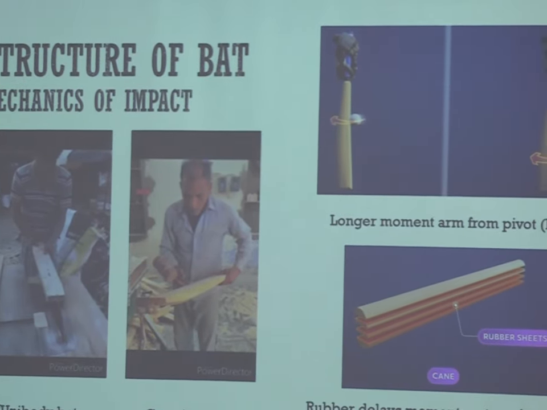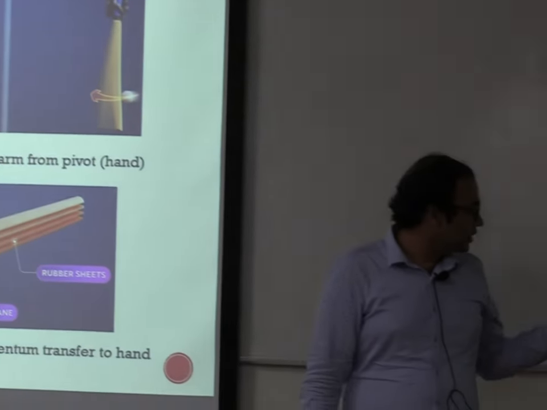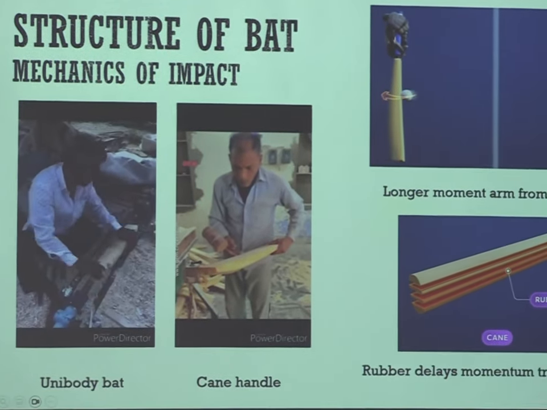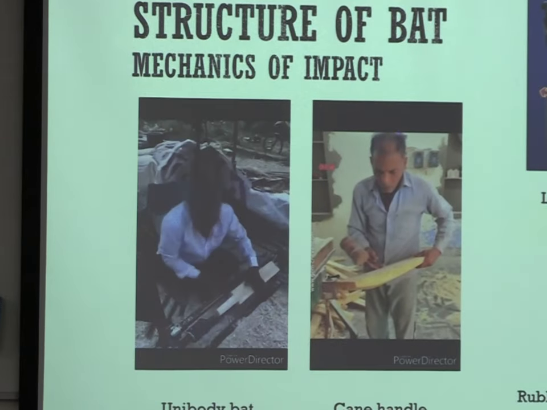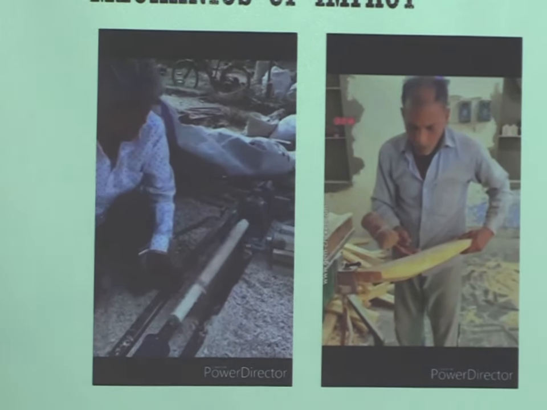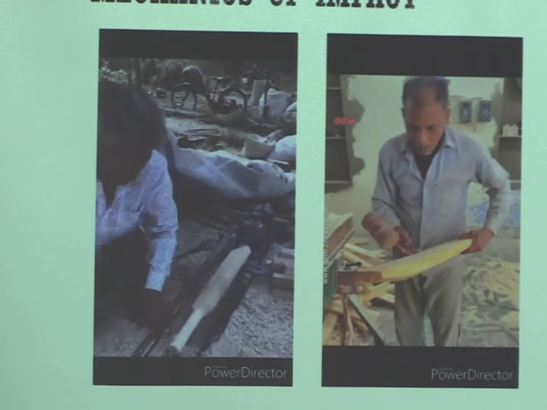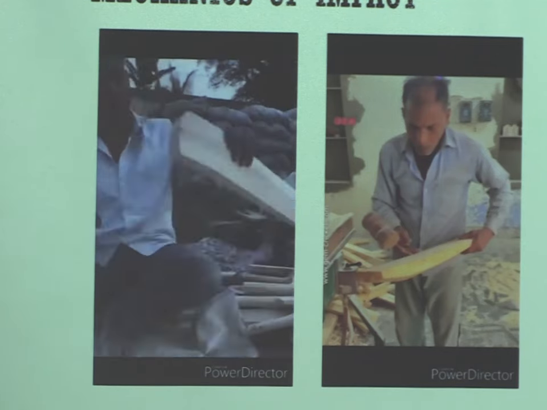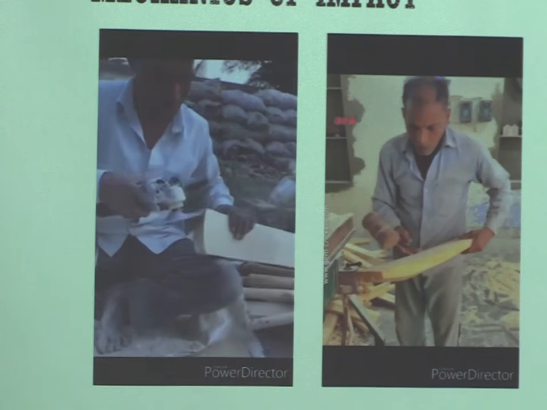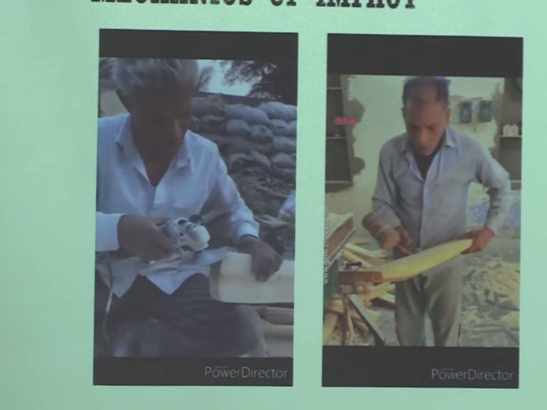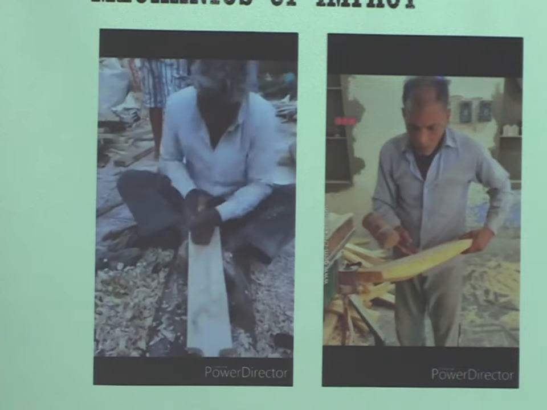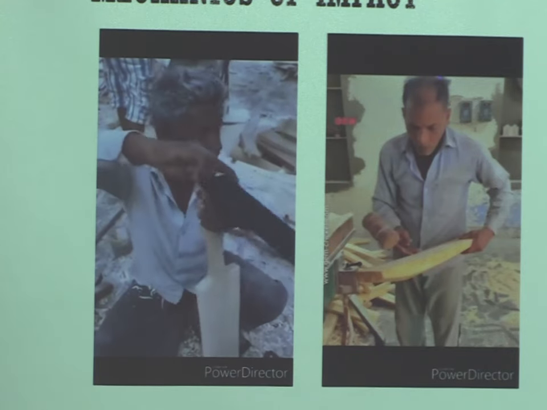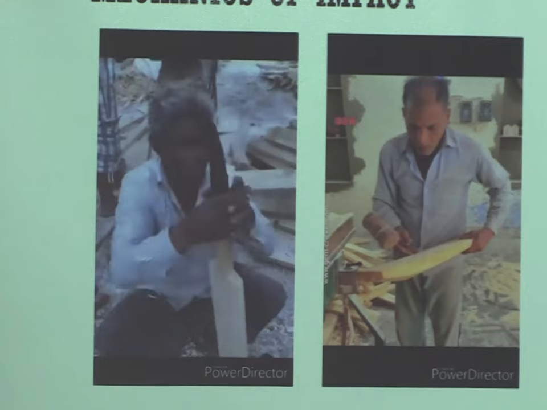Even the ball which you have is made in a factory here, according to the international standards. So you first see the video of the unibody bat. You can grind off the surface and make it smooth. Then you have the rubber grip so that you can hold it easily.